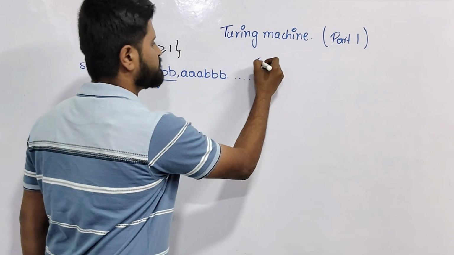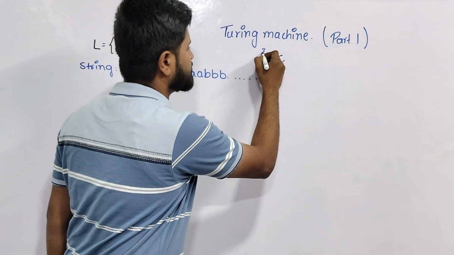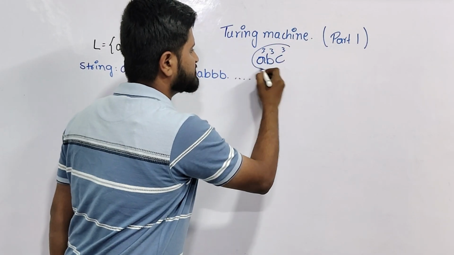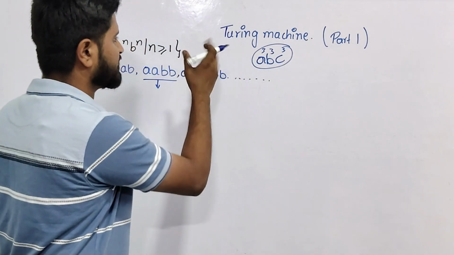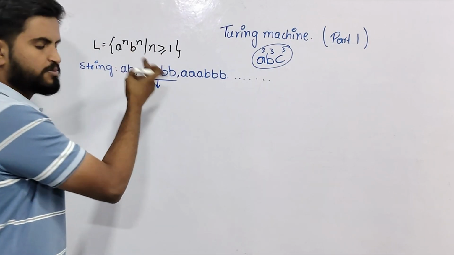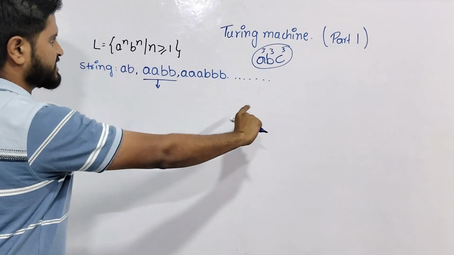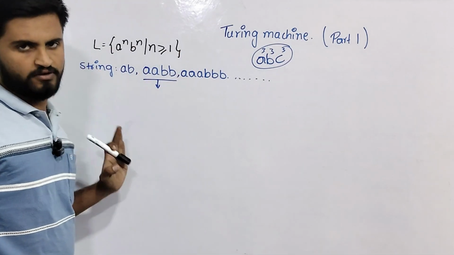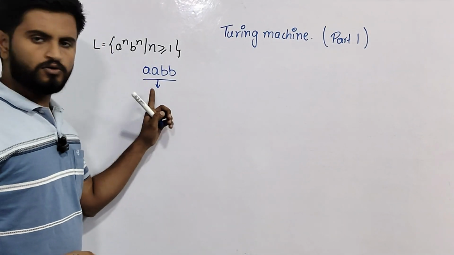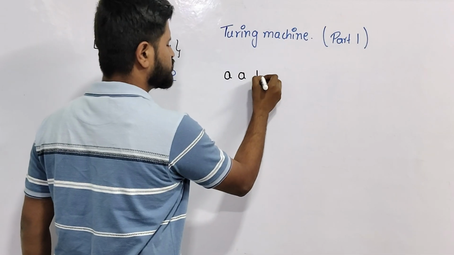If it was A, B, C, then what will you be doing? A power 3, b power 3, c power 3. This string will be selected to design the Turing machine. Now here we are having 2 variables. So a power n, b power n means a power 2 and b power 2 string will be used to design the Turing machine for this language. So now we got the string, 2a, 2b.